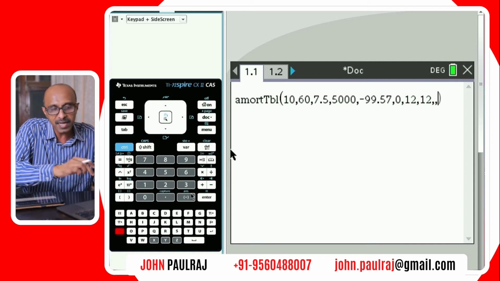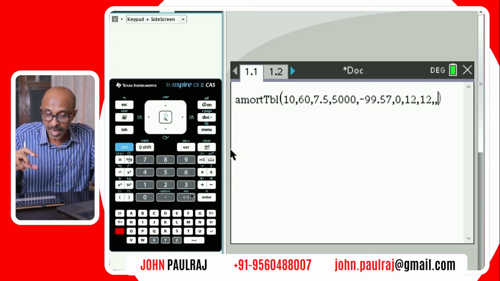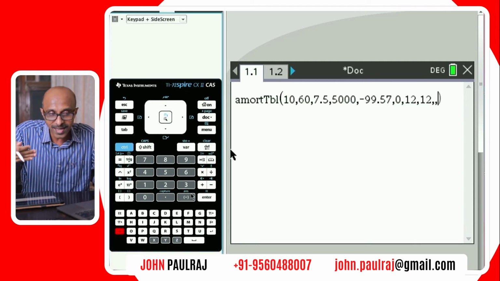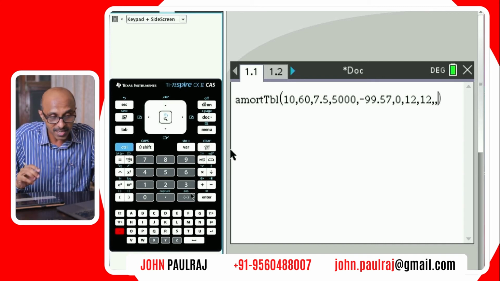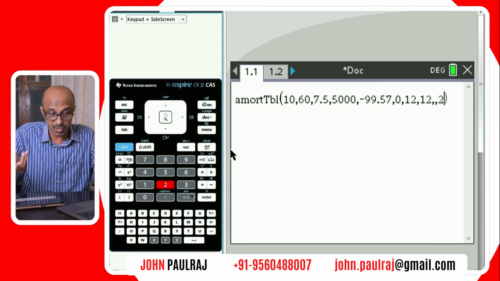And then you can leave a blank for begin or end. Begin or end indicates whether you're making that monthly payment at the start of the month or at the end of the month. You can just leave it blank by putting a comma there. And then you can indicate the degree of accuracy. 2 decimal places is good enough.